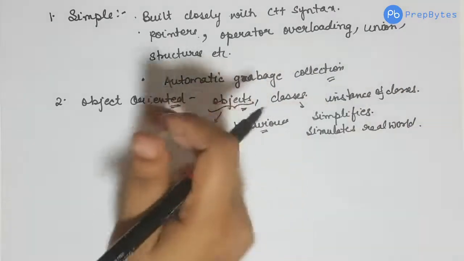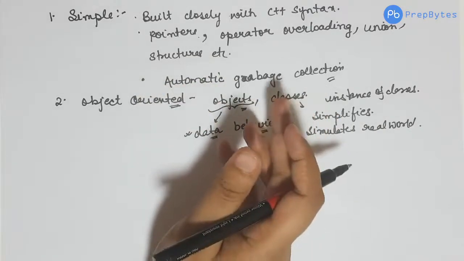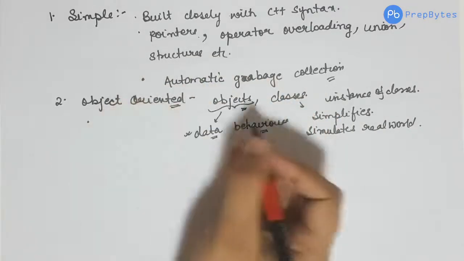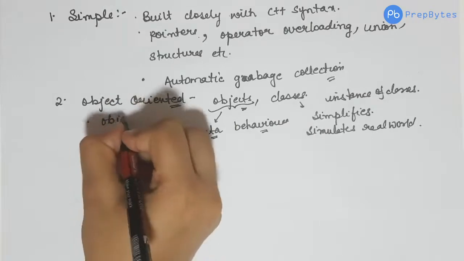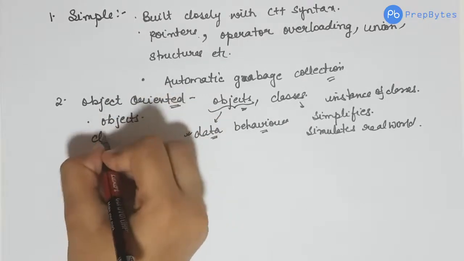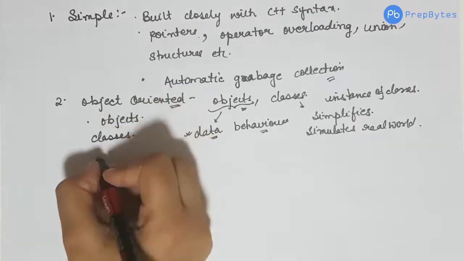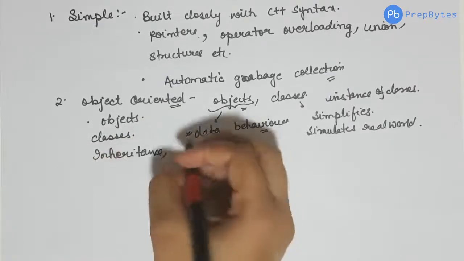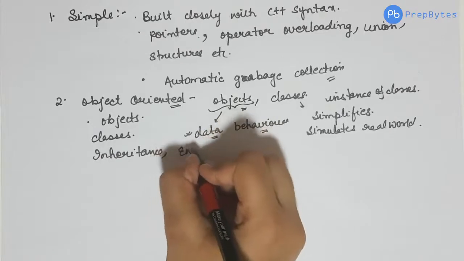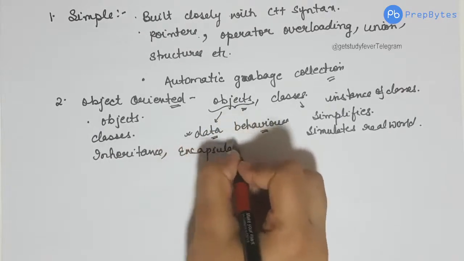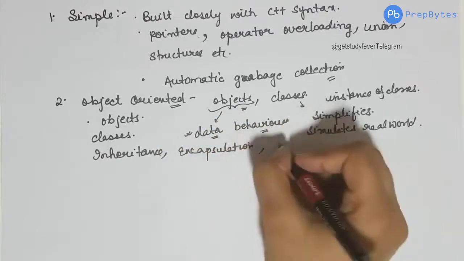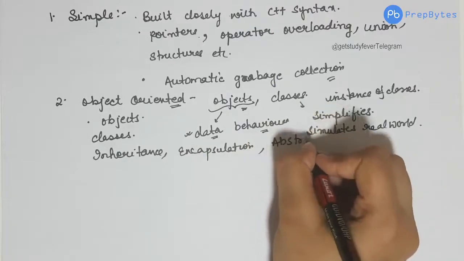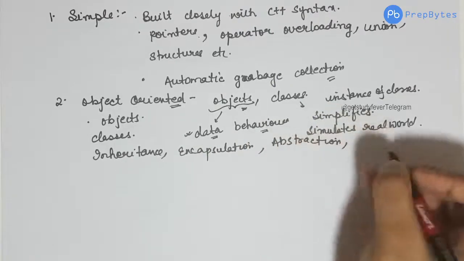There are 6 basic concepts of object-oriented programming. Two, as we have seen, are objects and classes. Then we have inheritance. We will talk about all of them when we discuss object-oriented concepts in detail. Then we have encapsulation, abstraction, and polymorphism.